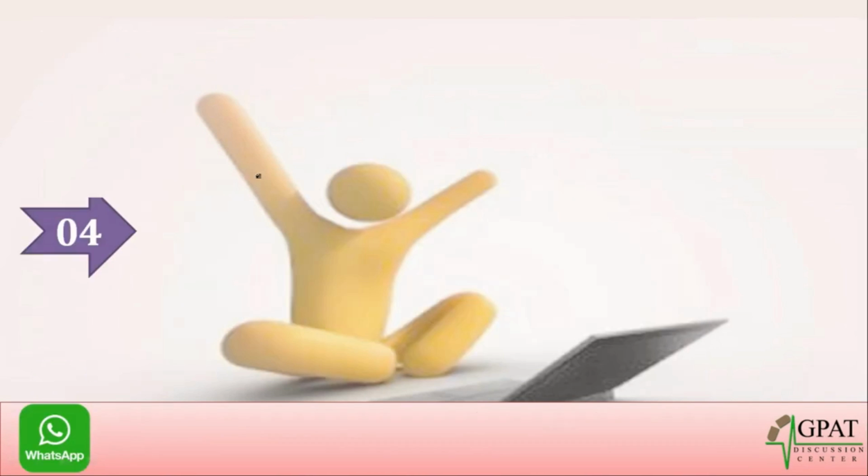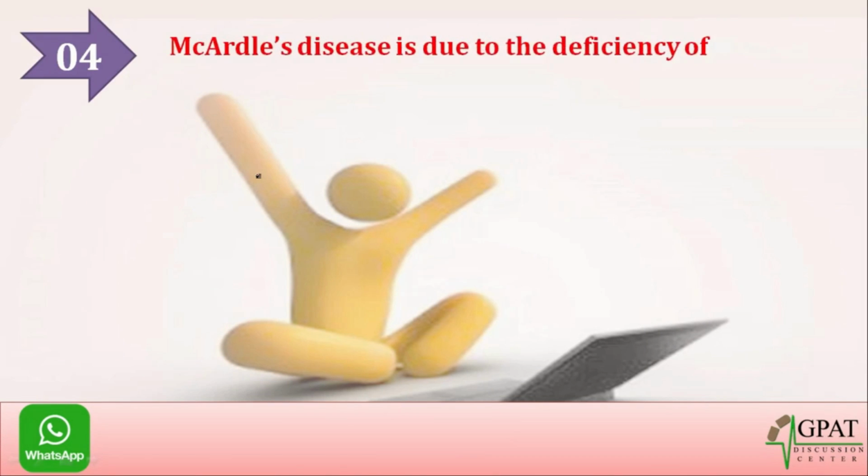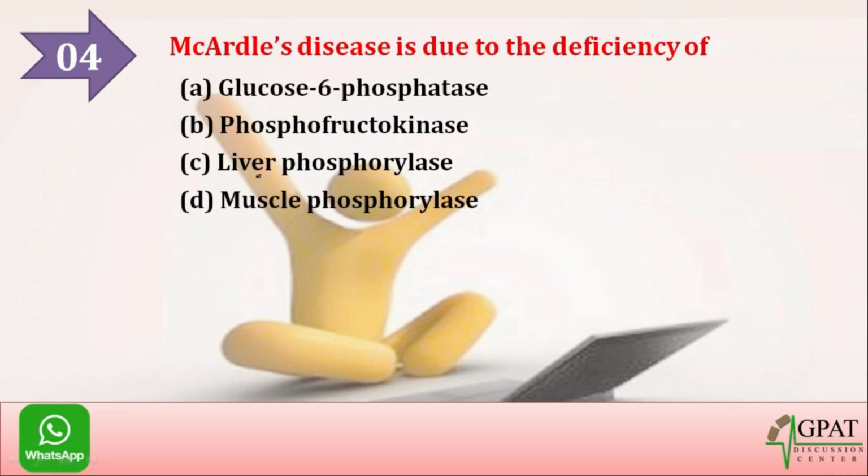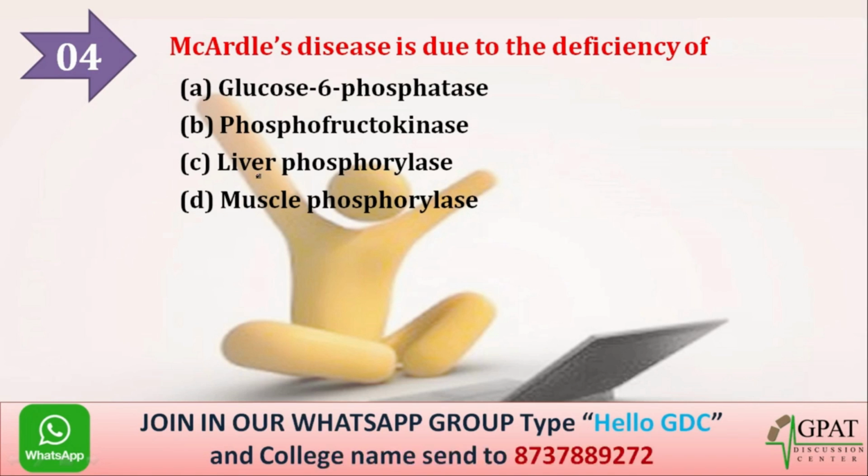So coming to our next question, myocardial disease is due to the deficiency of, and the options are option A glucose 6-phosphatase, option B phosphofructokinase, option C liver phosphorylase, option D muscle phosphorylase. So the correct answer is muscle phosphorylase. Myocardial disease is due to the deficiency of muscle phosphorylase. So let's discuss myocardial disease in detail.